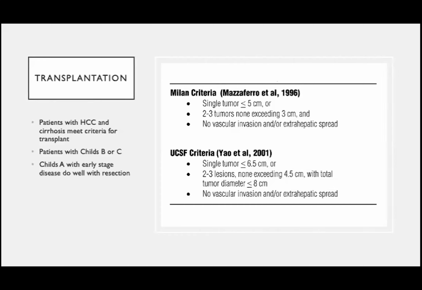Basically, the criteria established in the paper we're going to talk about: if a patient has a single early stage tumor less than or equal to 5 centimeters, or 2 to 3 tumors none of them exceeding 3 centimeters, and without lymphovascular invasion, you can proceed. UCSF is a little bit more liberal: single tumors less than or equal to 6.5 centimeters, or 2 to 3 lesions not exceeding 4.5 centimeters, with a total tumor diameter less than or equal to 8 centimeters. And again, no lymphovascular invasion can be present.